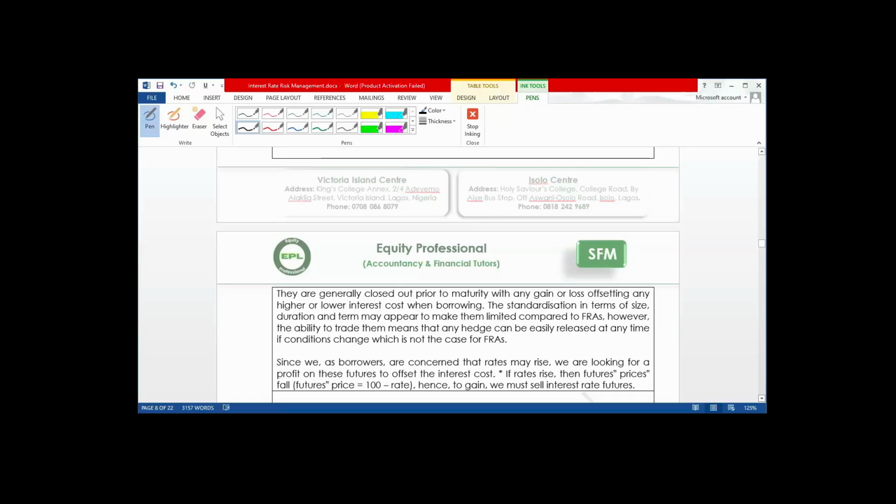What that is trying to explain is that although interest rate futures are standardized, you can still trade them. You can remove the hedge. You can sell them or buy them if circumstances change.